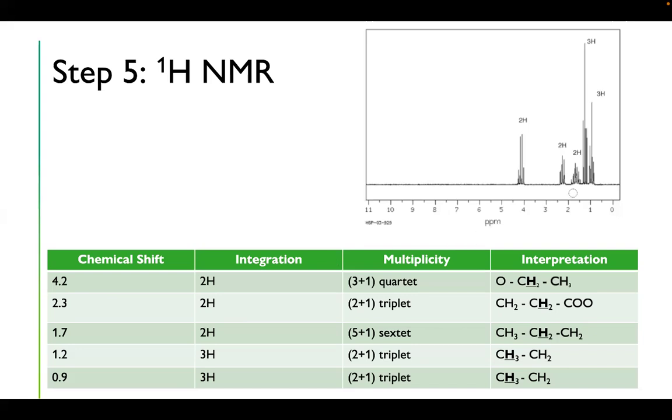The next one is at 1.2. This one represents three hydrogens, and it is a triplet. So it is bonded to a carbon that has two hydrogens. You can see it is representing the methyl group, and same for the next chemical shift, which is at 1.9. Also representing three hydrogens. Same thing, it's a triplet, so it's adjacent to a carbon with two hydrogens. These are both the methyl groups on the terminal ends of the molecule.